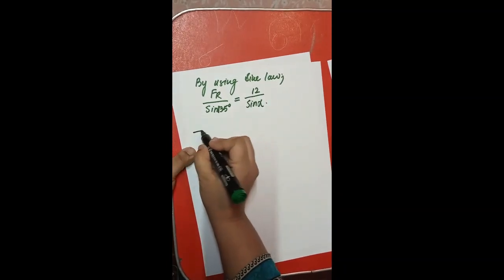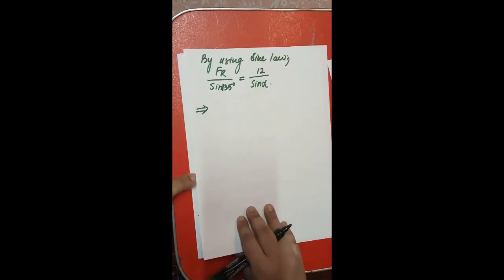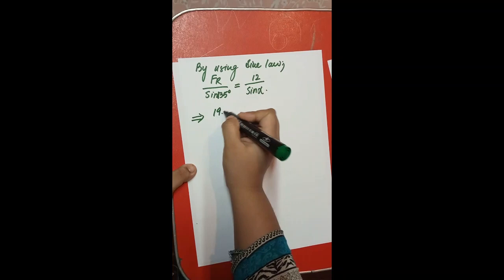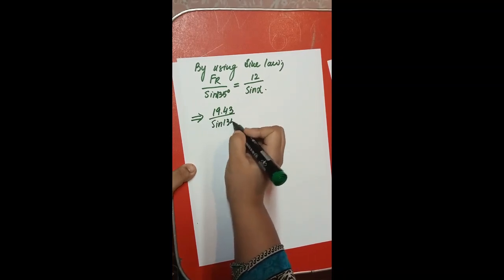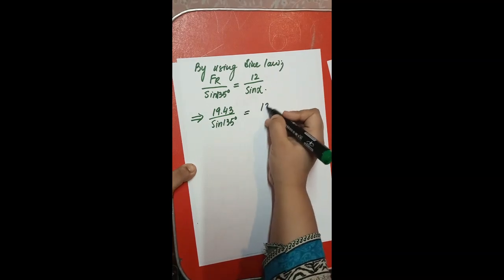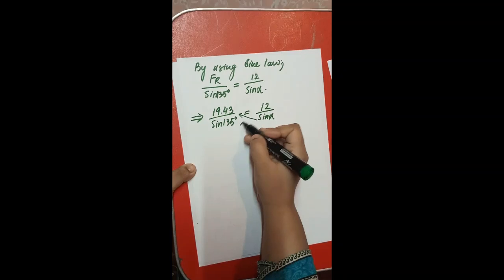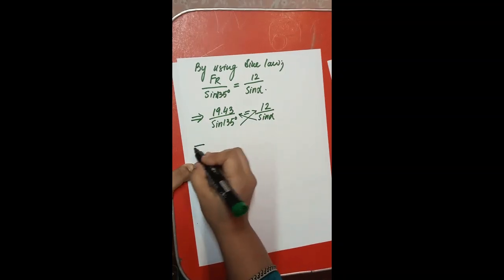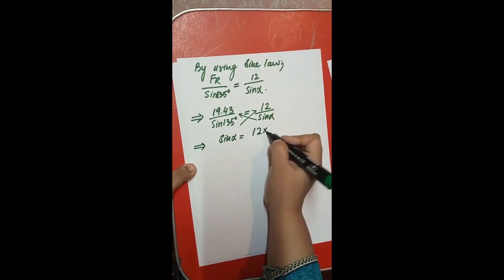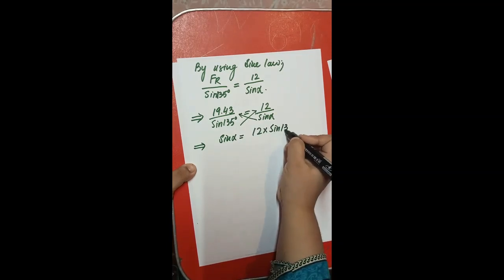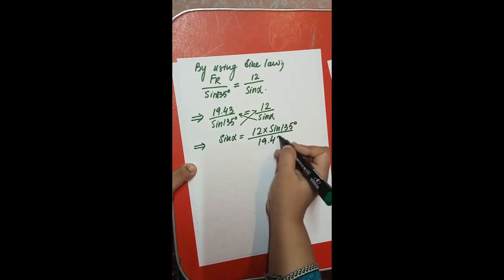So what we have to do, we got the value of Fr equals 19.43. So we have to put 19.43 here: sine 135 degree, 12 upon sine of alpha. Now what we have to do? We have to do cross multiplication. So sine alpha is equals to 12 into sine of 135 degree upon 19.43.